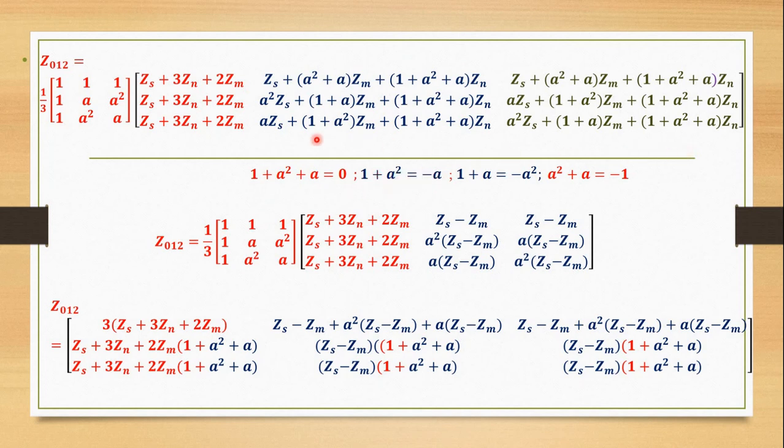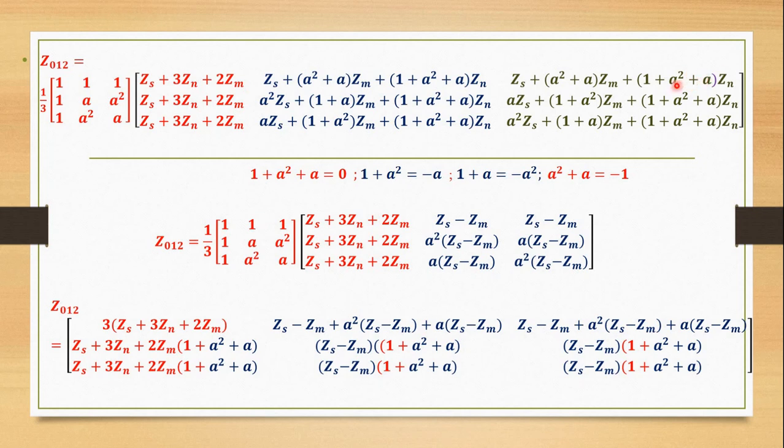So the second term consists of the second element A12, for example, Z12. So A square plus A equal to what? That is minus 1. 1 plus A square equal to 0. This term vanishes and Zs minus Zm is obtained. In a similar manner, Z13 equal to Zs minus Zm.